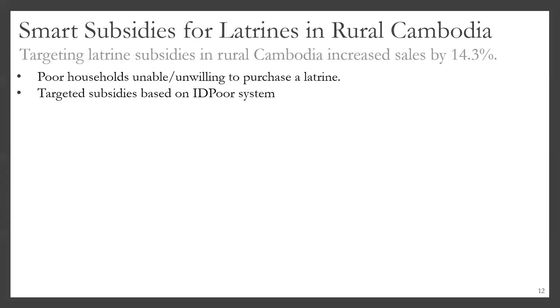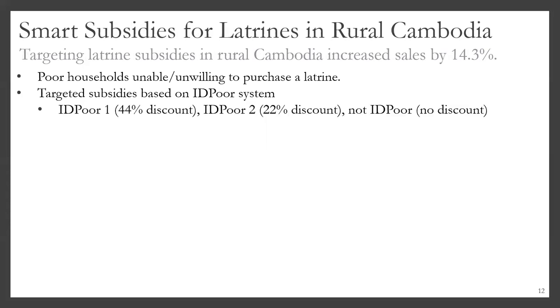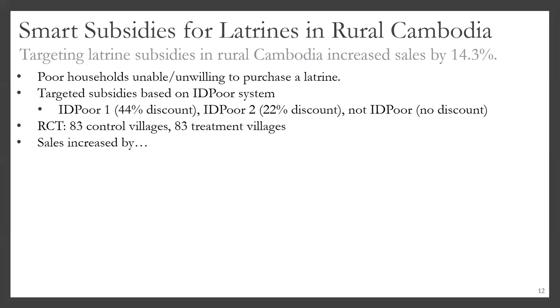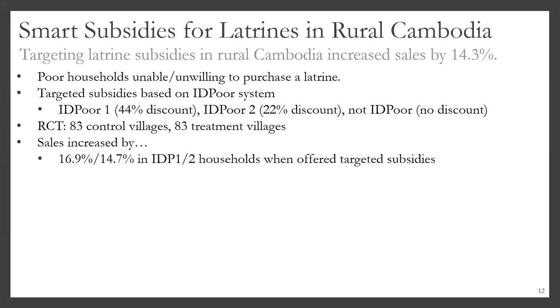It's a national system that identifies poor households and non-poor households. IDE gave a 44% discount to ID Poor 1 households, a 22% discount to ID Poor 2 households, and no discount to non-ID Poor households. They actually ran a randomized control trial using 83 control villages and 83 treatment villages. The results showed that sales increased by approximately 17 and 15% in ID Poor 1 and 2 households when offered targeted subsidies, and 14% overall in villages where subsidies were offered. It's a pretty amazing result, given the relatively basic customer segmentation simply based on poverty level.